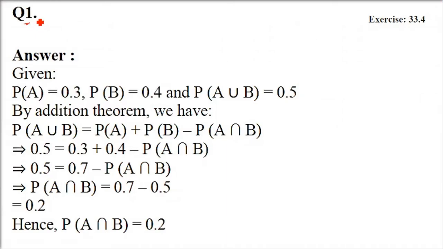If A and B are two events associated with a random experiment such that P(A) is 0.3, P(B) is 0.4, and A and B are events. So these are P(A) and P(B) given. P(A union B) is also given. We have to find P(A intersection B).